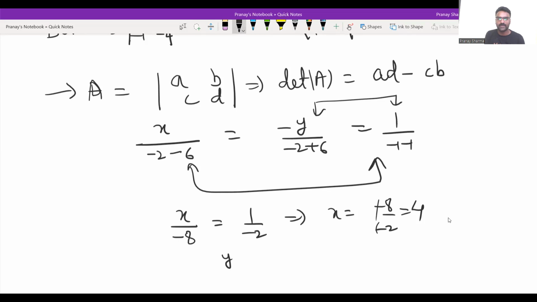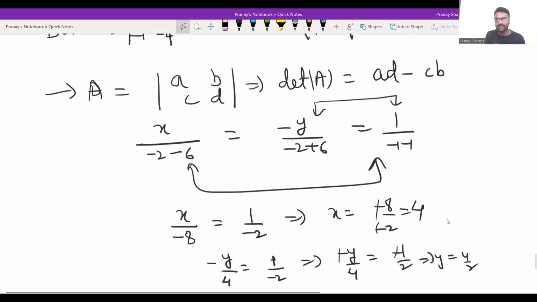For the other variable, -y divided by 4 equals 1 divided by -2. All right, minus should not be there in the denominator, so we should be shifting it to the numerator. This will go away. That means y should be 4 by 2, that is nothing but 2. Again, we got 4 comma 2 as our representation, x comma y. That is the solution of this.